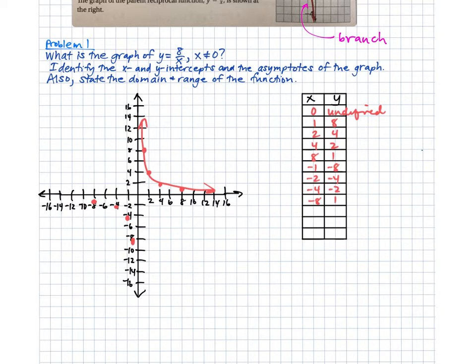Okay, and I'm just doing a few points just because I know how these go, but you can do a lot more, and you'll see as you plug in these values, like 16, you'll get 1/2, so you'll get closer. It's just going to hug 0 here. And same here, as you plug in 1/2, you get 16, and so it's just going to hug these. So that's your graph of that.